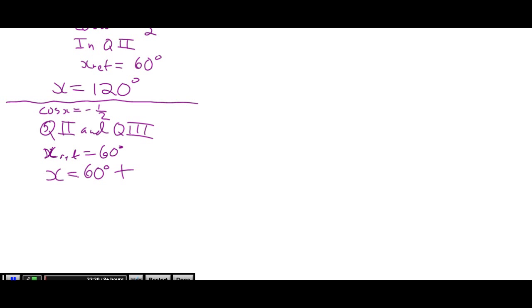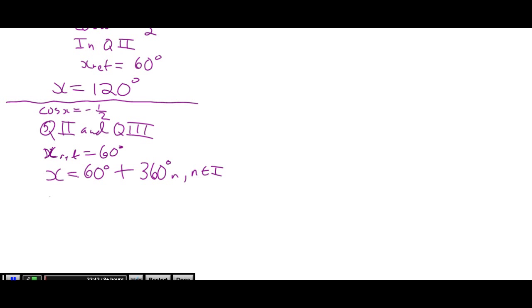So do we go plus 180? No, because that'll take us into quadrant 4 where it's positive, right? We only want the negatives. So it's 60 degrees plus 360n, right? Because we just want that quadrant 2 angle and every angle that's coterminal with it, which is just multiples of 360.